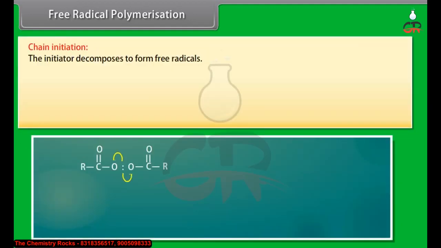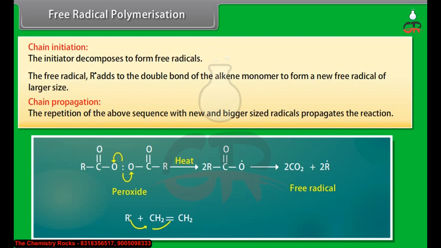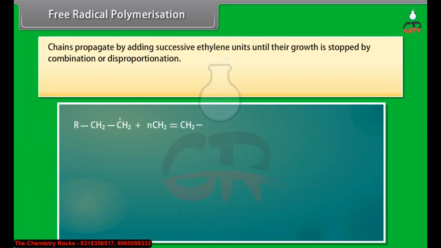Chain initiation. The initiator decomposes to form free radicals. The free radical R• adds to the double bond of the alkene monomer to form a new free radical of larger size. Chain propagation. The repetition of the above sequence with new and bigger sized radicals propagates the reaction. Chains propagate by adding successive ethylene units until their growth is stopped by combination or disproportionation.